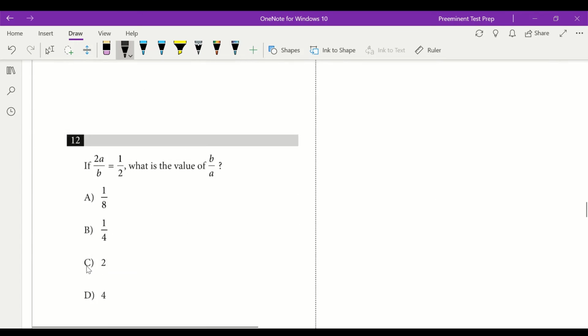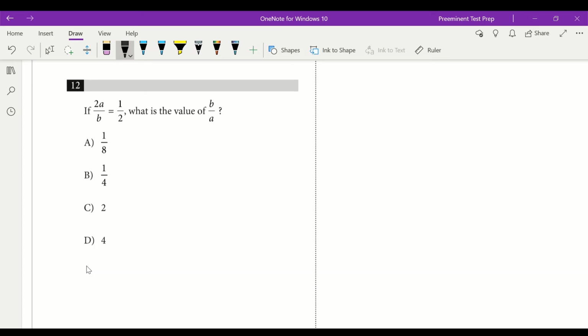Question 12. If 2a divided by b equals 1/2, what is the value of b over a? Alright, I'm going to go ahead and solve for a and b, and then just solve for b over a. So I got 2a equals 1. I know my b is 2. I can go ahead and put that in, right?